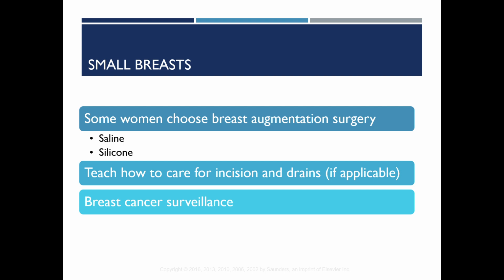Continue the breast self-exam. Also clinical exams. They need to get mammography. But remember that it's not as sensitive due to the reduced amount of visualized tissue. They do have a risk for breast implant-associated anaplastic large cell lymphoma, which is a form of non-Hodgkin's lymphoma.